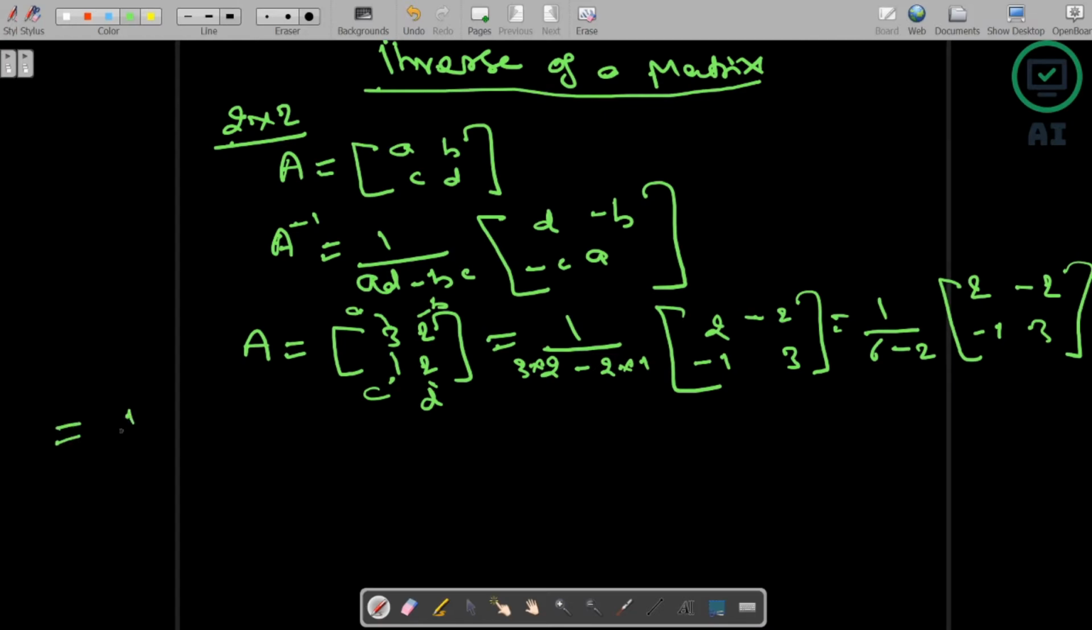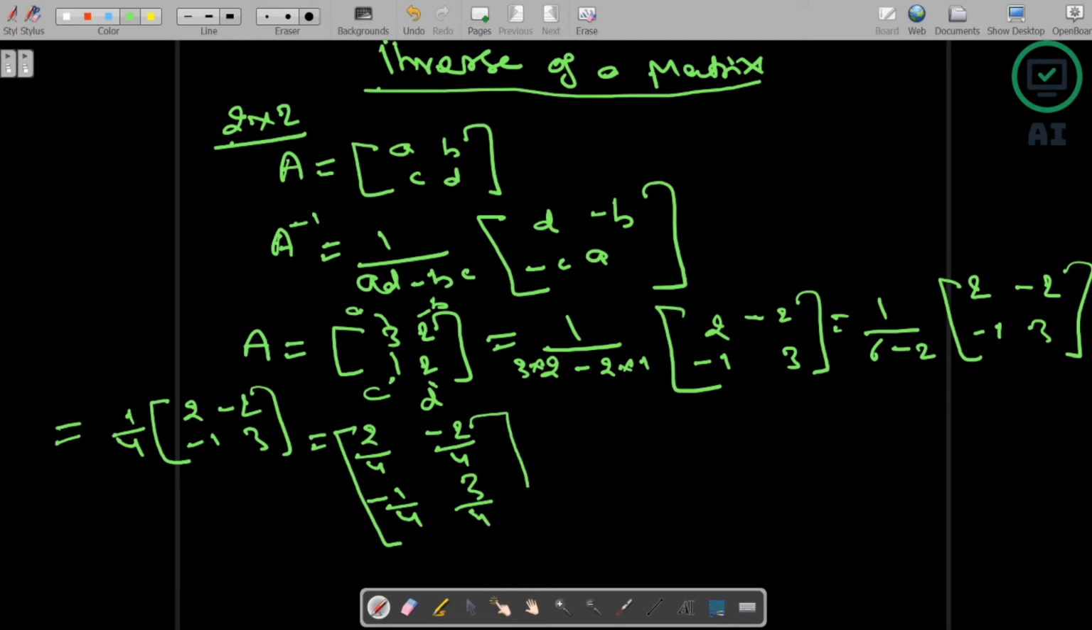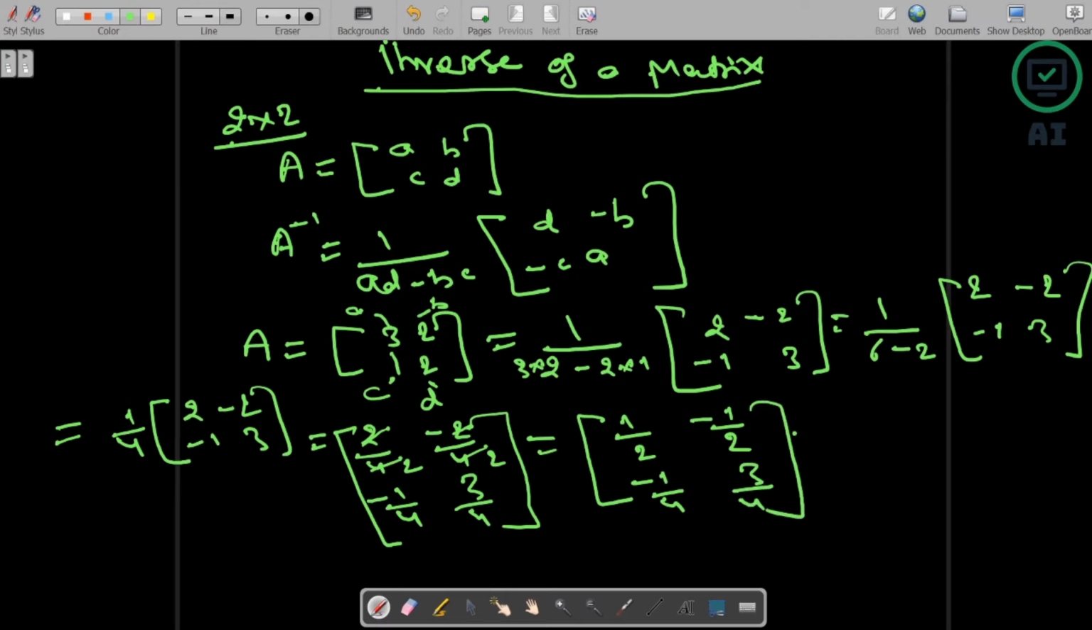So this is 1 by 4, 2, minus 2, minus 1, 3. So divide this one, 2 by 4, minus 2 by 4, minus 1 by 4, 3 by 4. So 2, here also 2. So the resulting matrix is 1 by 2, minus 1 by 2, minus 1 by 4, and this is 3 by 4. So this is nothing but A inverse.